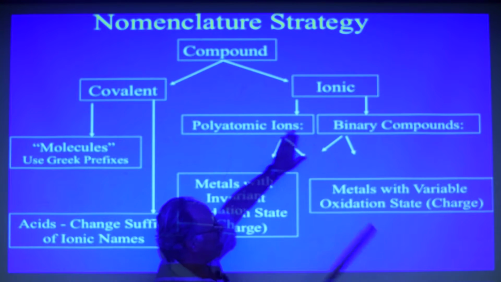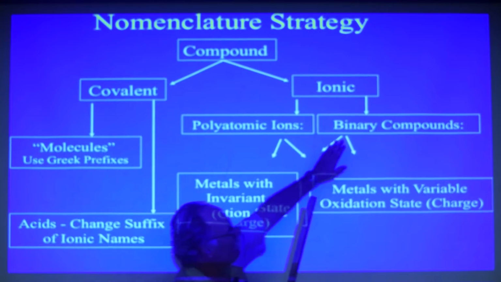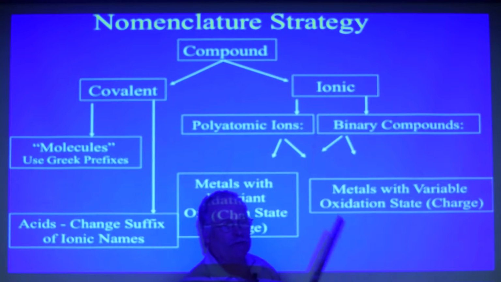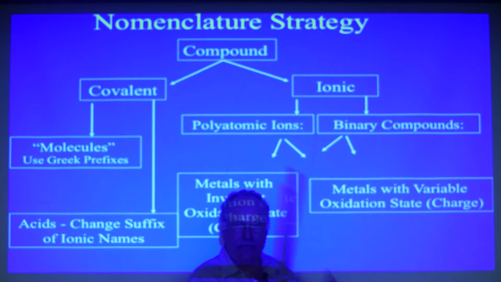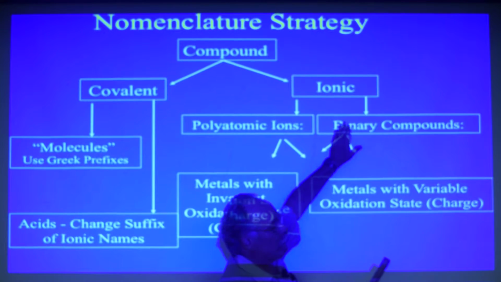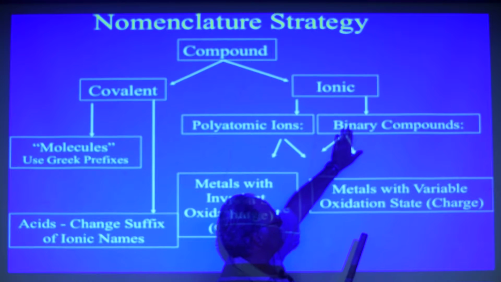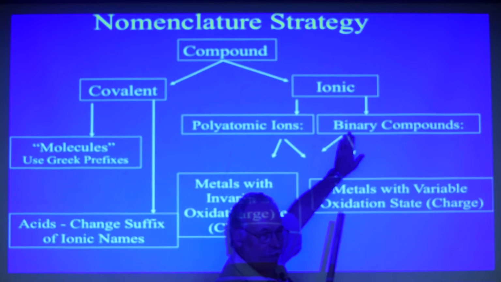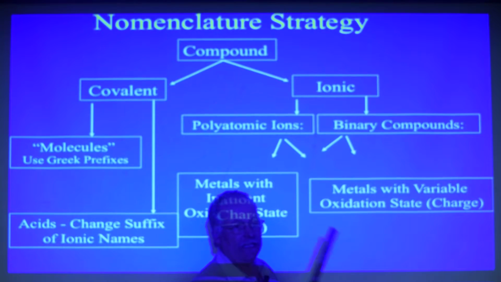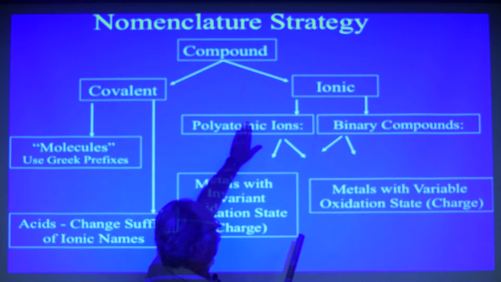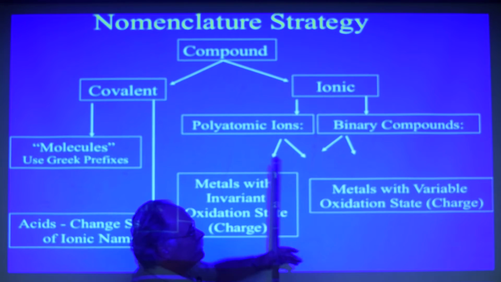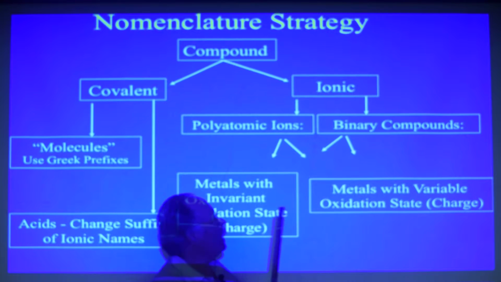Now there are two types of ionic compounds. Binary compounds, which are between two types of elements, and this requires a metal and a non-metal. The metal loses an electron and becomes a cation. The non-metal gains an electron and becomes an anion. Or it could be a polyatomic ion, which is a molecule with a net charge.